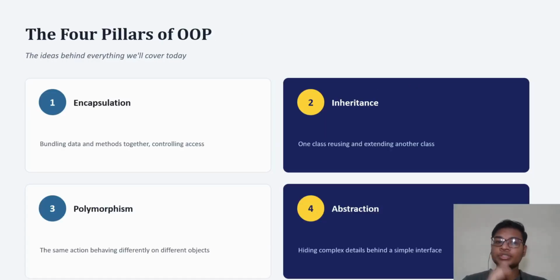And the most important thing about OOPs, let's talk about that, is the four pillars of OOPs. That is what the four pillars of object-oriented programming are, the ideas behind everything we will cover today. First of all, let's talk about encapsulation. What do you mean by encapsulation?